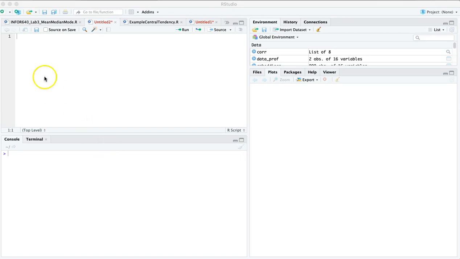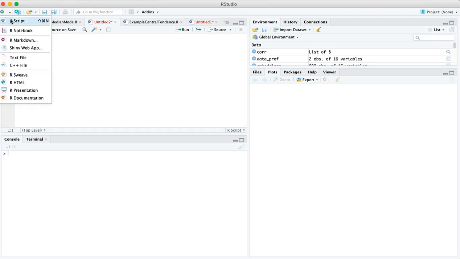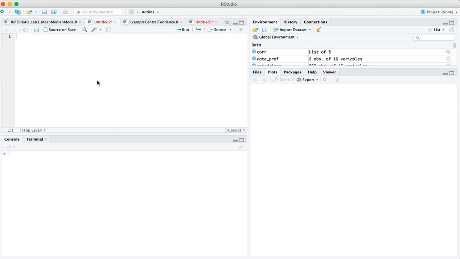So the first thing that we're going to do is go over here, click on this white sheet with the green plus sign, and we're going to get a new R script. You can get it from File, anywhere that you get your new R script. And we'll go here, and we are going to pretend that we are flipping a coin.